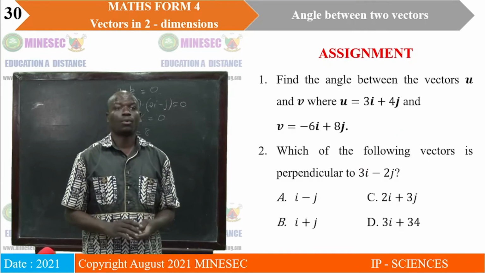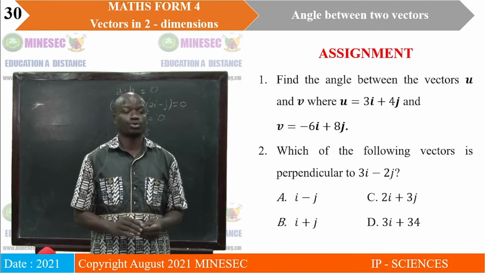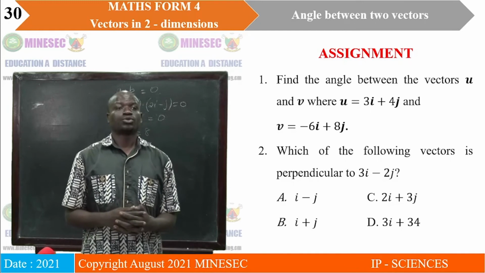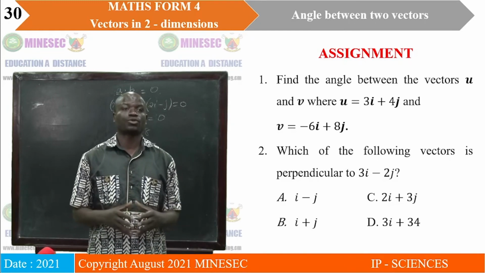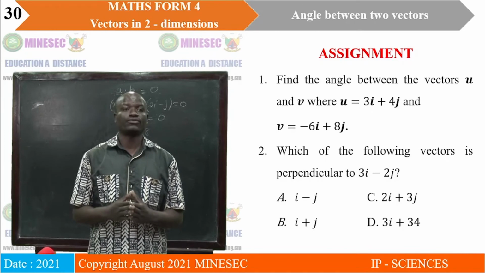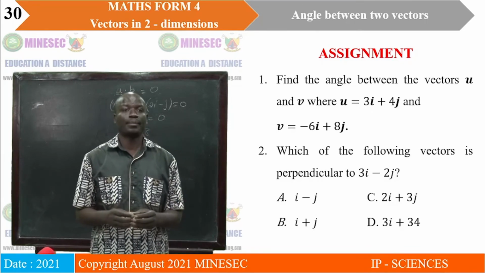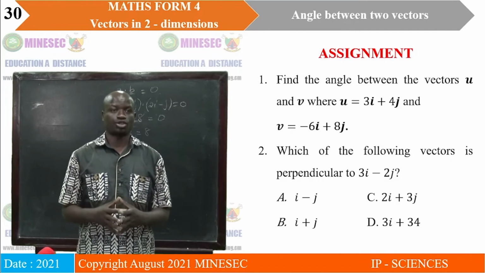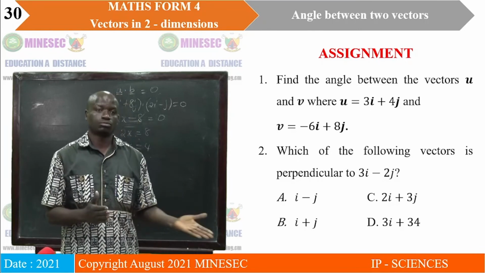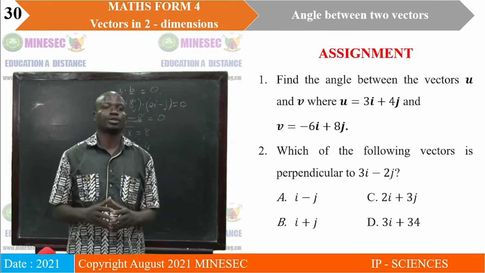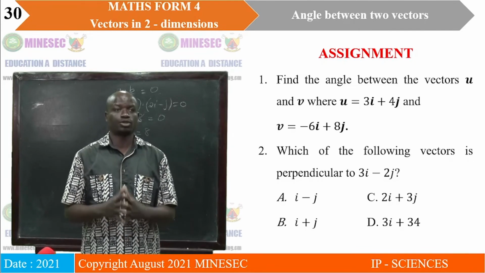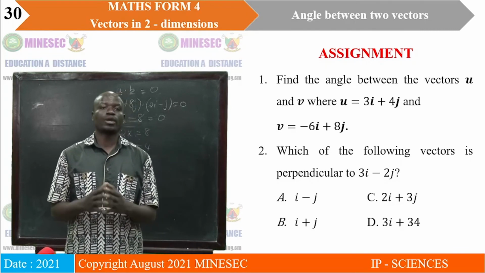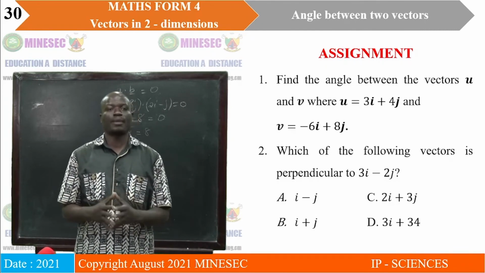So now, this is an assignment that will permit you to reinforce that which you have already learned. In the first question, we are expected to find the angle between the vectors u and v, where u is equal to 3i plus 4j and v is equal to negative 6i plus 8j. So there you will observe from the lesson that we've established a formula that we can use to calculate the angle between the two vectors.